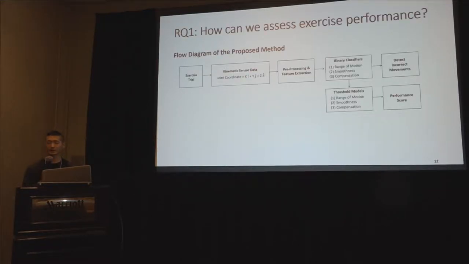This summarizes our overall flow. Given an exercise trial, we track the joint positions and extract features, and we train a binary classifier to detect the occurrence of incorrect motion. Then, leveraging the binary classifier, we implement a threshold model to quantify the performance score. Now I'll first describe the feature extraction part.